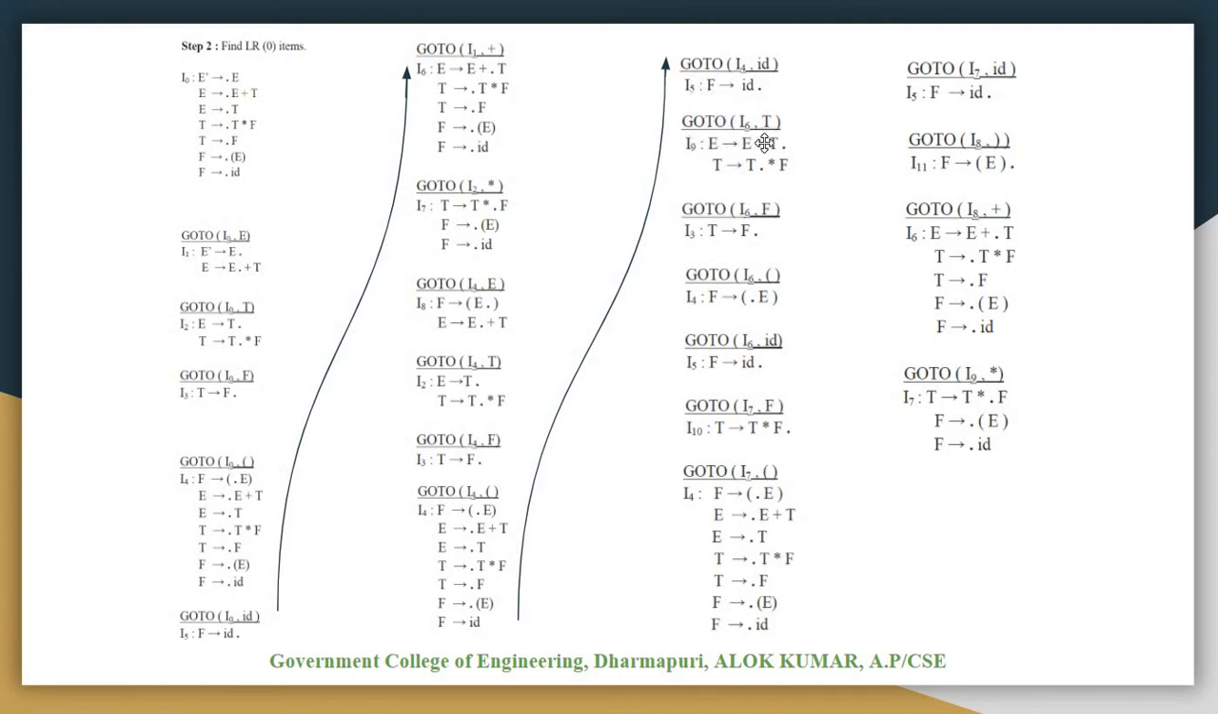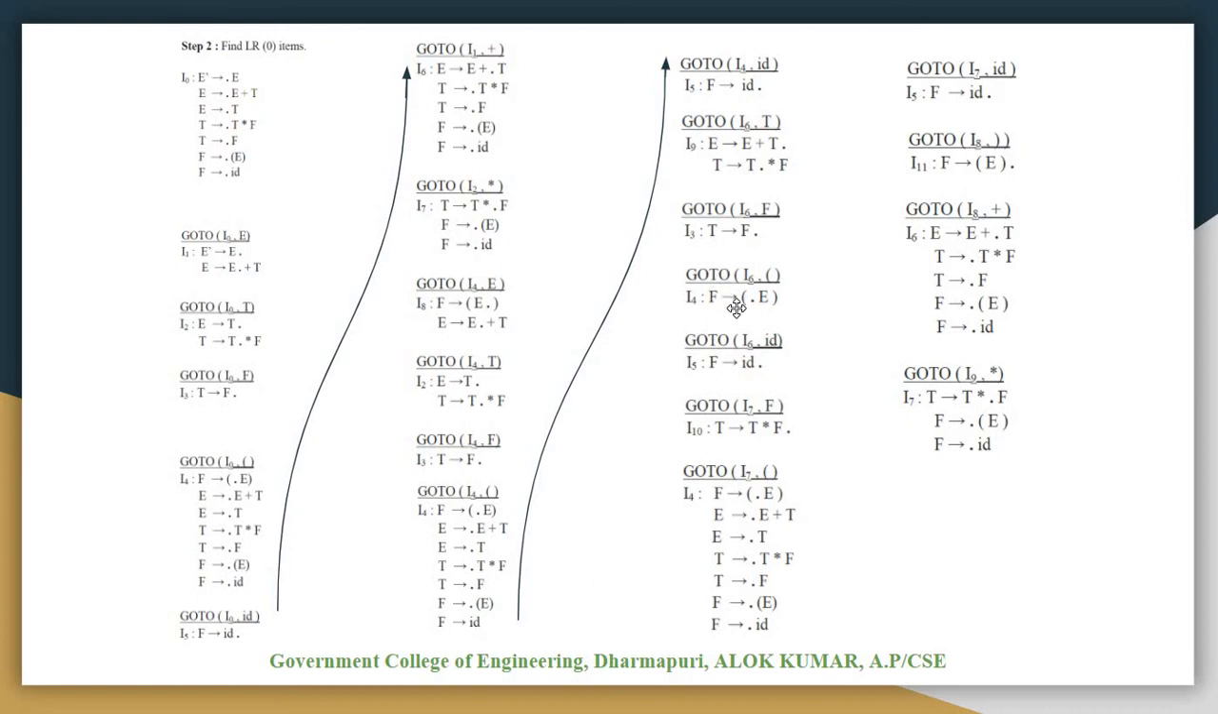Okay, after that we are finding goto for I6 comma T, so E plus T dot will become, and after that T will become T dot asterisk F. Okay, this one we will say as the I9 item, because all of these are new. After that we will find goto I6 comma F, so that will be T generating F dot, which we already found, so that is I3.